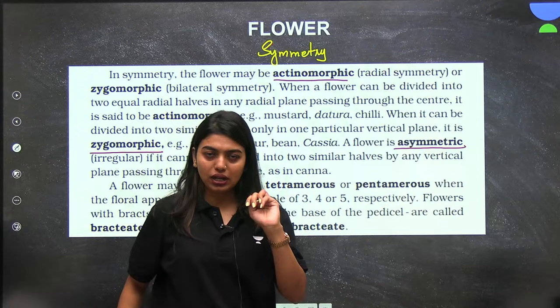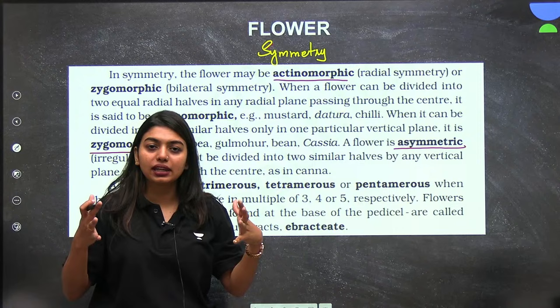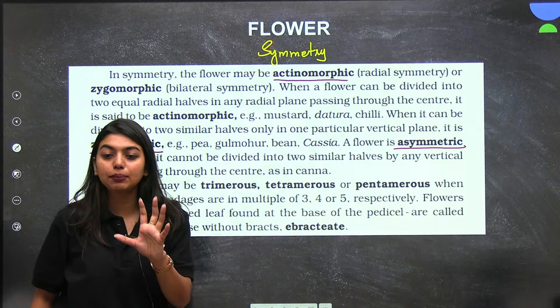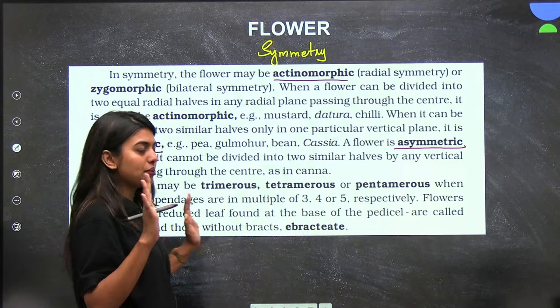But when we talk about zygomorphic, in the animal kingdom we study radial symmetry and bilateral symmetry, right? So here in zygomorphic, if I cut the plant from one plane, I am going to get two equal halves. That type is called zygomorphic. Asymmetrical means any side you cut, no two equal halves will be given. Clear to all of you?